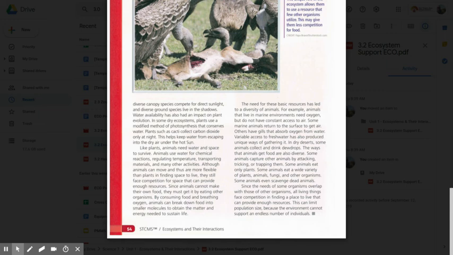Since the needs of some organisms overlap with those of other organisms, all living things face competition in finding a place to live that can provide enough resources. This can also limit population size because the environment cannot support an endless number of individuals.